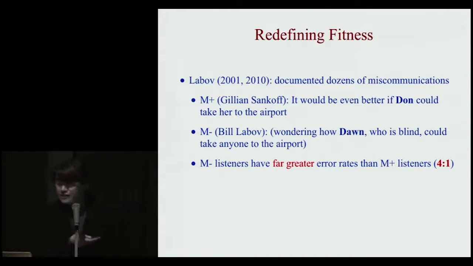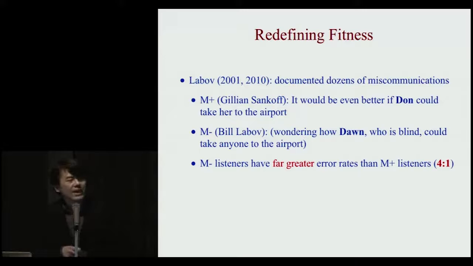Okay, Gillian Sankoff, my colleague, is from Montreal. In all of Canada, the two vowels are the same. Bill Labov is from New Jersey, and that area had a system where the two vowels are different. So here's not a typical conversation, but an amusing one. Gillian said it would be even better if Don could take her to the airport. So Don is Don Wrench, a historical linguist in our department.